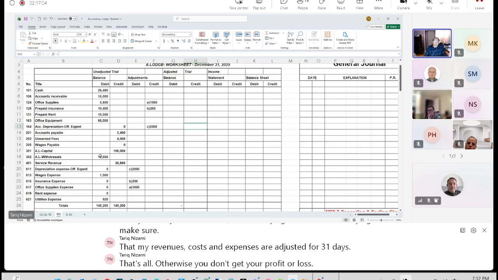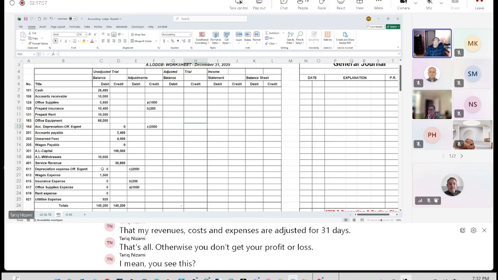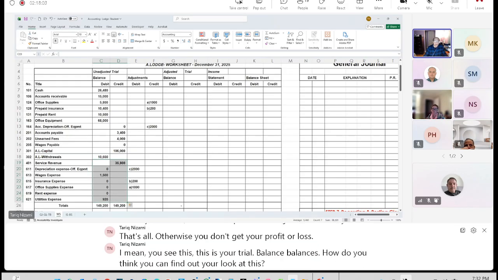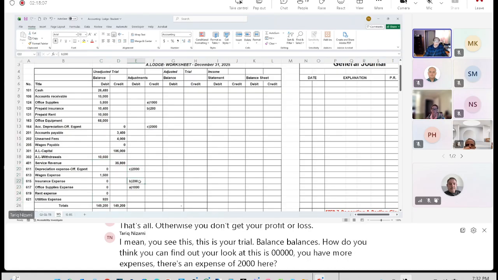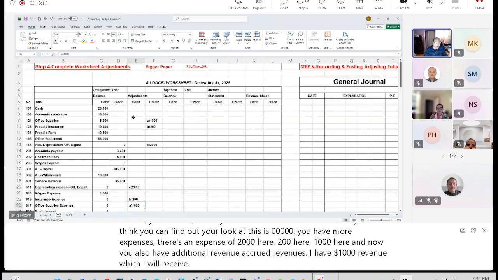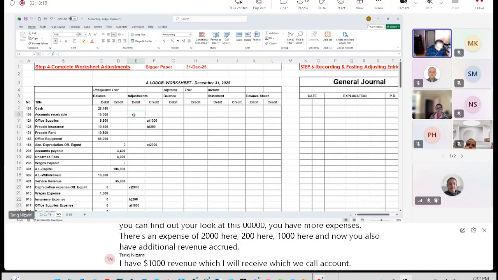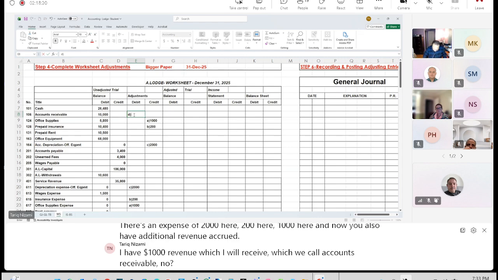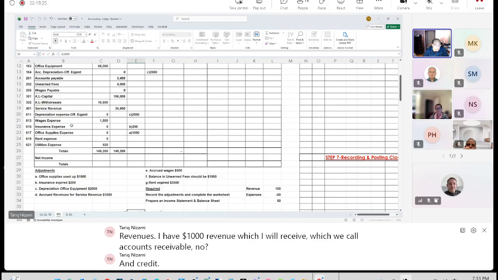I mean, you see this? This is your trial balance. How do you think you can find out your profit? Look at this. You have more expenses: an expense of 2,000 here, 200 here, 1,000 here. And now you also have additional revenue, accrued revenues. I have $1,000 revenue which I will receive, which we call accounts receivable, no? And credit your service revenue.